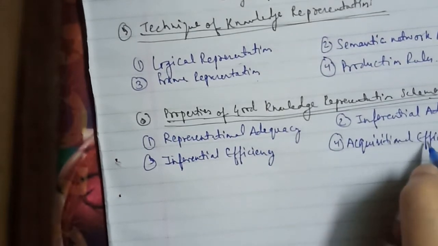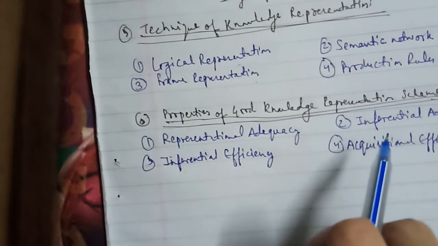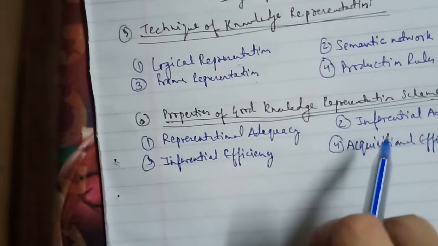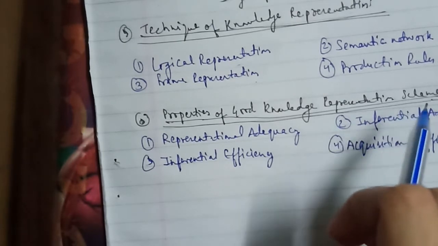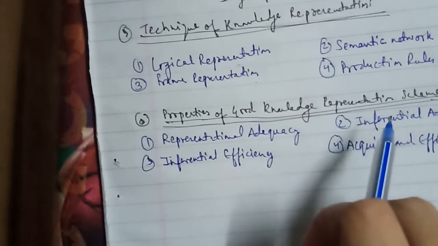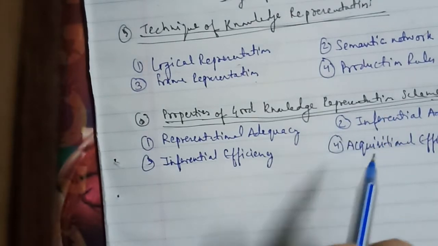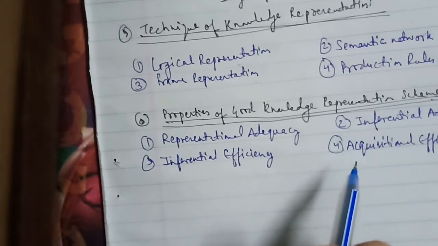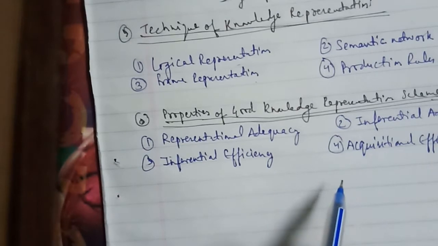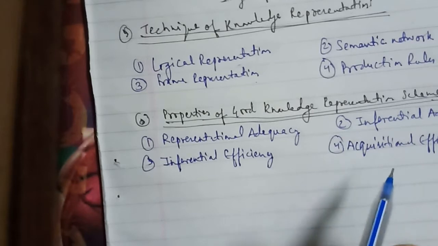In acquisitional efficiency, it is the ability to acquire new information easily. The simplest case involves direct insertion by a person of new knowledge into the database, and ideally the program itself would be able to control the knowledge acquisition here. Let's go ahead with a further one, and that is what we have to discuss in terms of knowledge representation: propositional logic, and describe the types of propositional logic as well.